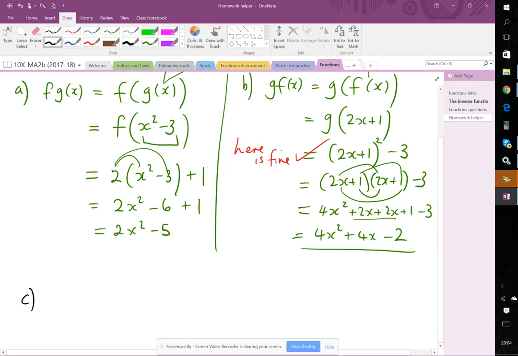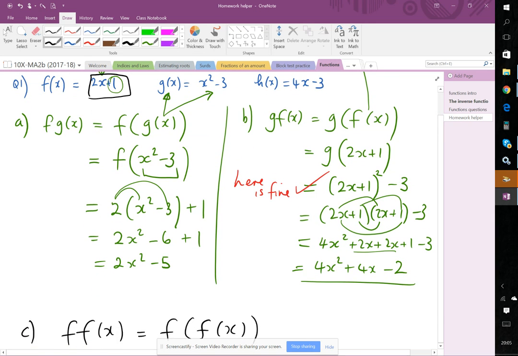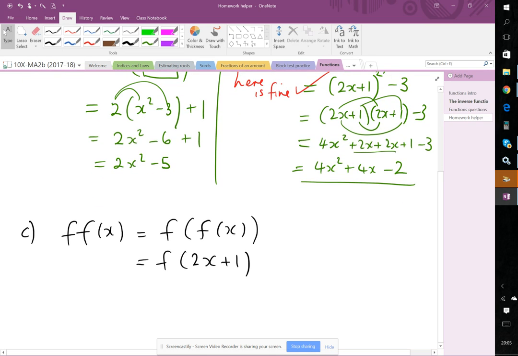Let's try part C. This part C is asking us to do ff of x. So that's the same as f brackets f of x. And we're going to replace our f of x, which is 2x plus 1, into here. So this is f of 2x plus 1. Now remember, our function doubles the input and adds 1. So we need to double. Now our input is this. So we double our new input and we add 1.